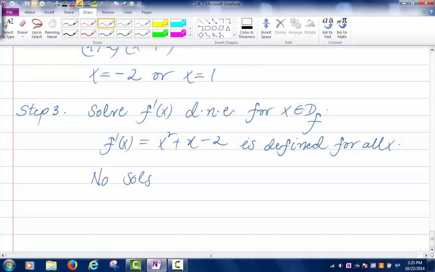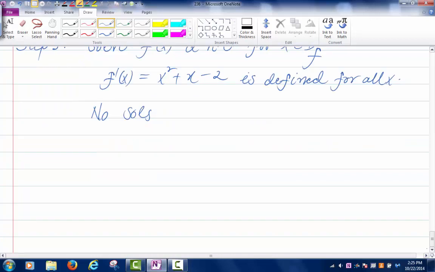So my conclusion is, how many critical points do I have? Exactly 2. So the only critical points are x equals negative 2 and 1. Is everybody okay with that?